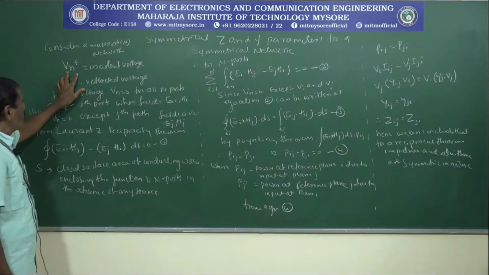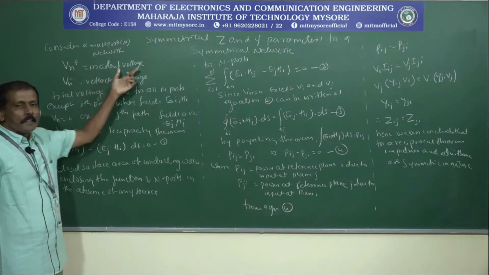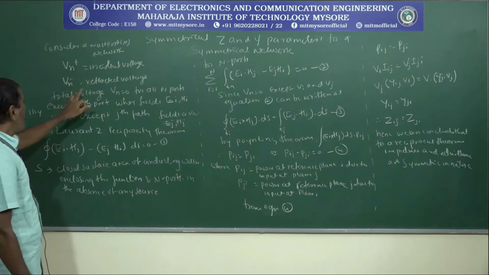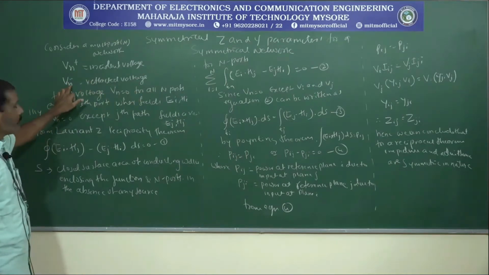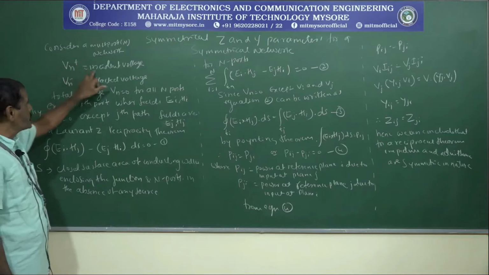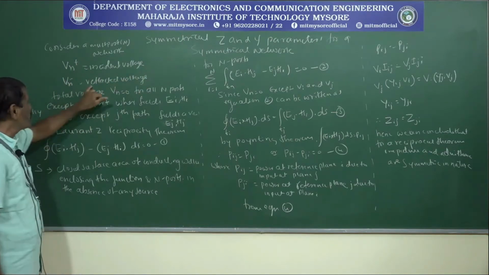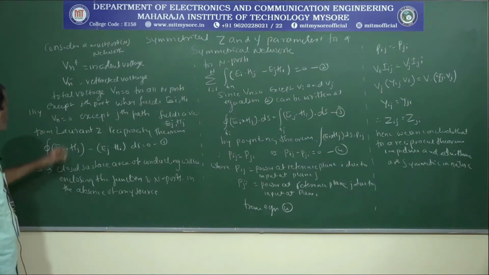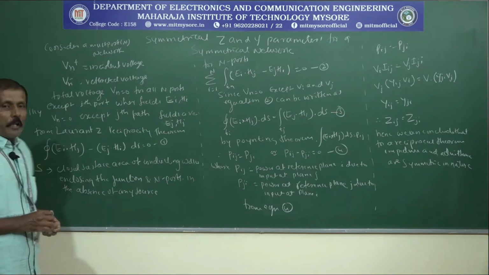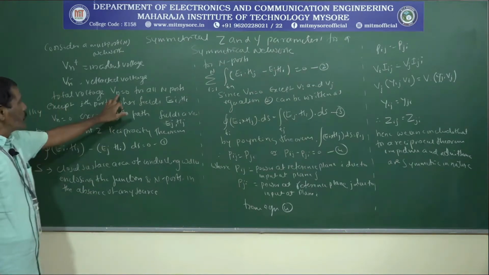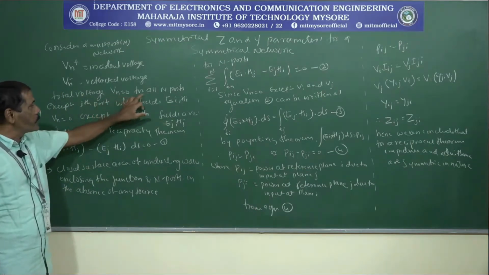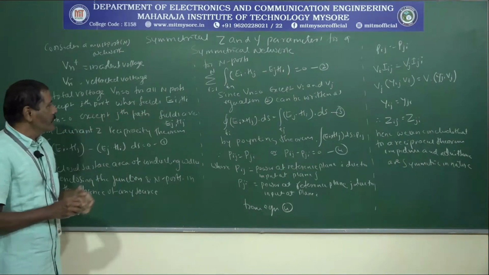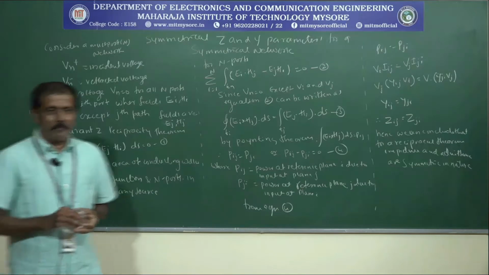Now, for this particular network, I am representing the incident voltage by Vn plus and the reflected voltage by Vn minus. Vn plus indicates the incident voltage and Vn minus indicates the reflected voltage. Now, the total voltage Vn is equal to 0 for all the n ports except the ith port, where the fields are Ei and Hi.